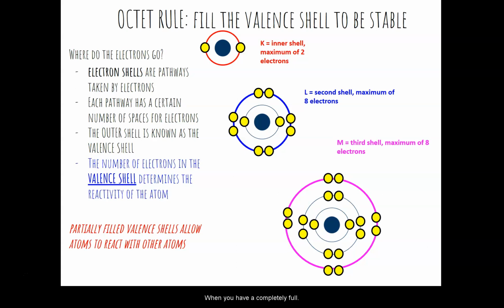When you have a completely full valence shell, your atom doesn't react. If you've only got 1, or if you're only missing 1 electron in your valence shell, the atom is highly reactive. And if you're about halfway full, the atom is moderately reactive. So this in part determines why some elements are really violently reactive and others are not.